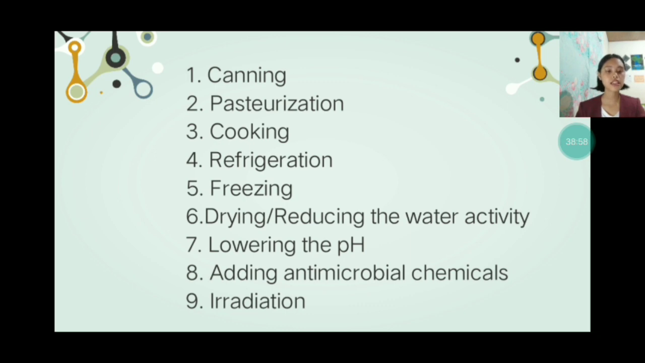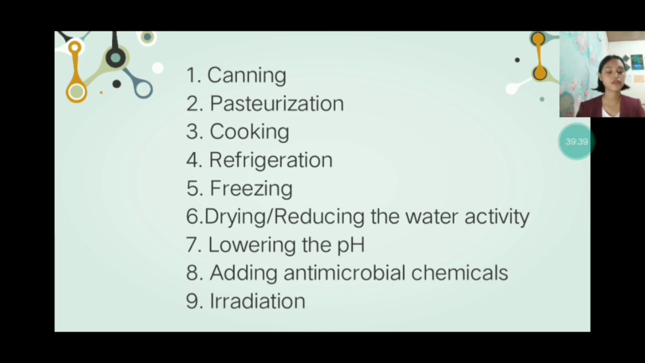Sixth is drying or reducing the water activity. Drying foods or adding high concentrations of sugar or salts inhibits microbial growth by decreasing the available moisture. Eventually, however, molds may grow. Seventh, lower the pH. Lowering the pH either by the addition of acids or by encouraging fermentation by lactic acid bacteria inhibits a wide range of spoilage organisms and pathogens.